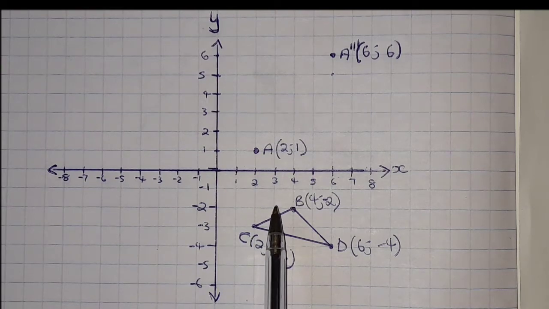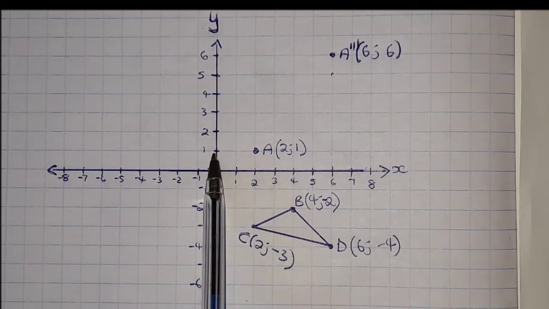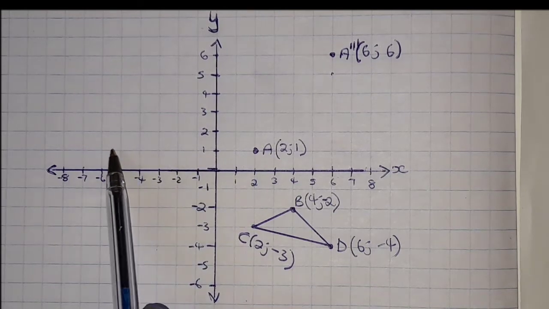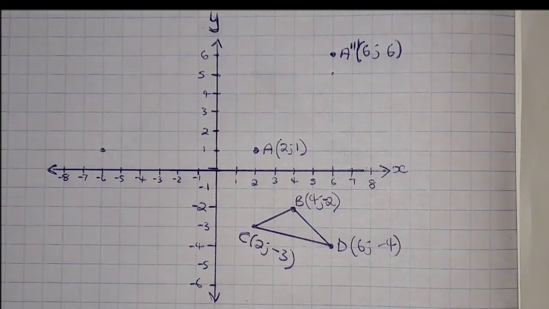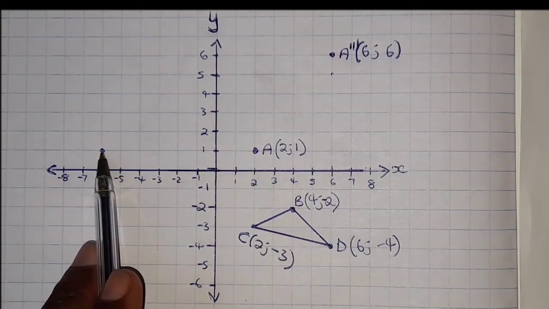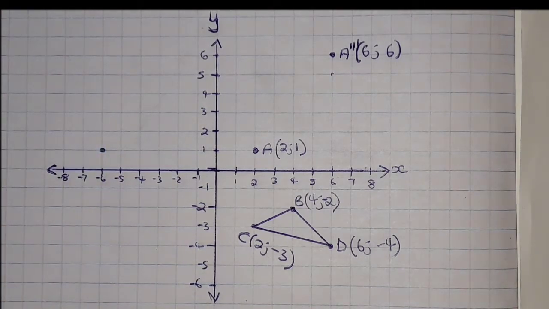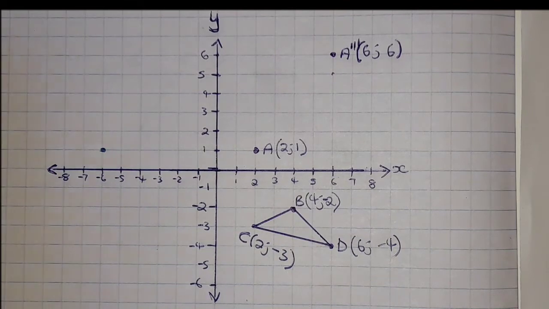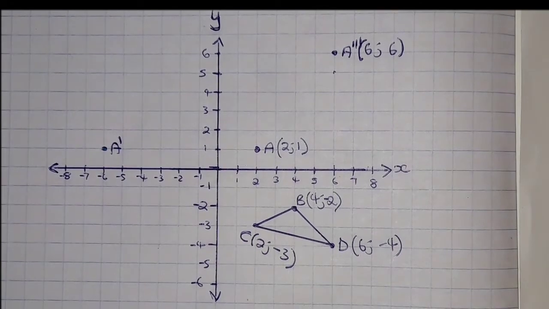Now, if we are to move or to slide point A 8 steps to the left, it's a matter of counting the steps. From A is 1, 2, 3, 4, 5, 6, 7, 8. So our point is coming here. So after translating A 8 steps to the left, we get this one, and we say this is the image of A. I'm putting this one. So this is the first image of A.